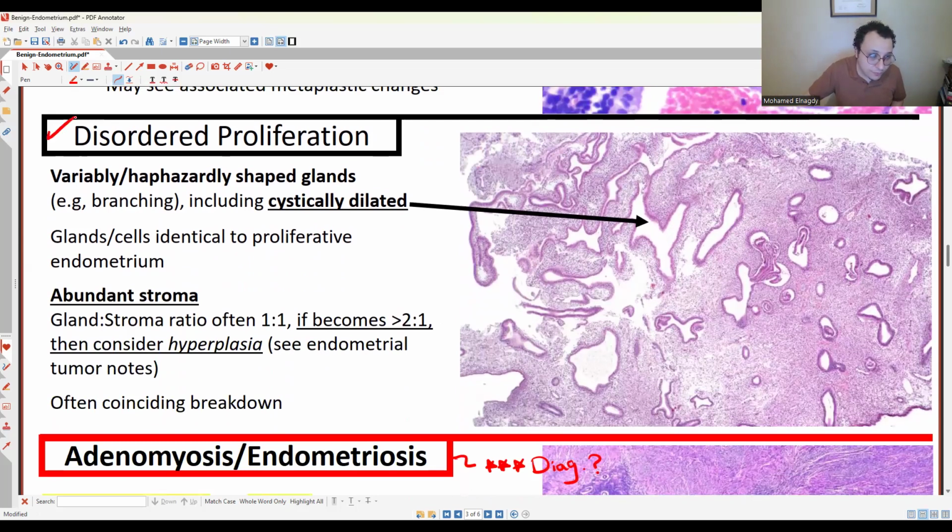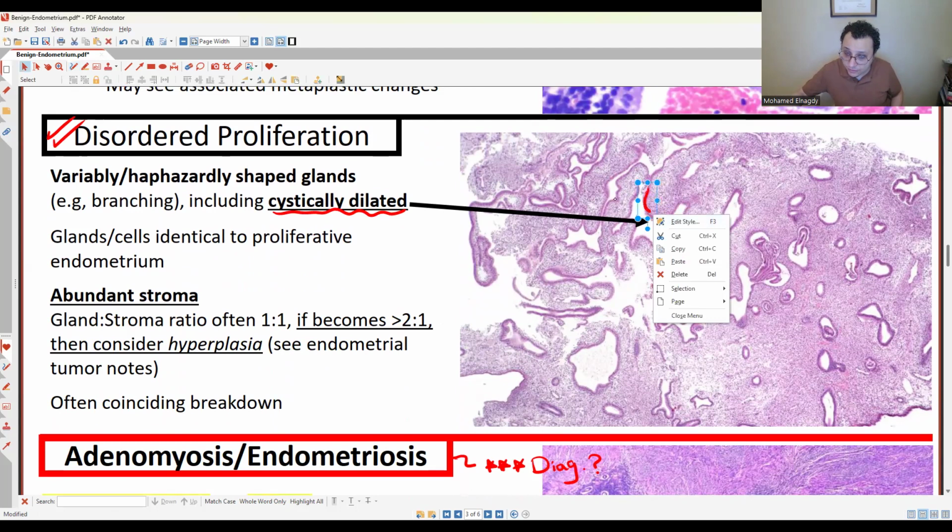There's also a kind of dysfunctional endometrium called disordered proliferative endometrium, when you see a mix. What do I mean by a mix? A mix means you see cystically dilated glands, right? These glands look very irregular, dilated. Let's go high power.